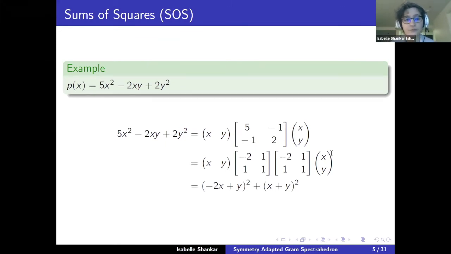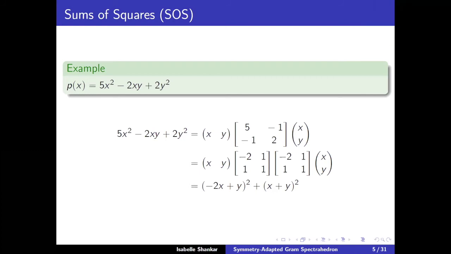Something to note before I move on is that we have 2 squares here. And that's exactly because this matrix in here, our Gram matrix, is rank 2. So the rank of the Gram matrix that you get will correspond directly to the number of squares you have in your sums of squares decomposition. That's a nice thing. And so we've become interested in what ranks you get for different polynomials. I believe I'll be going on to symmetric polynomials after this. So before I do that, are there any questions?